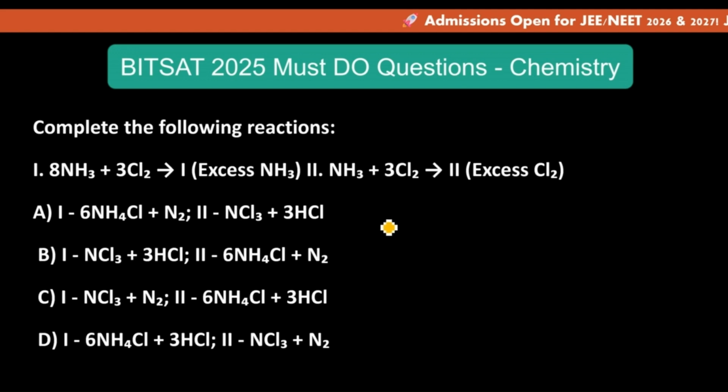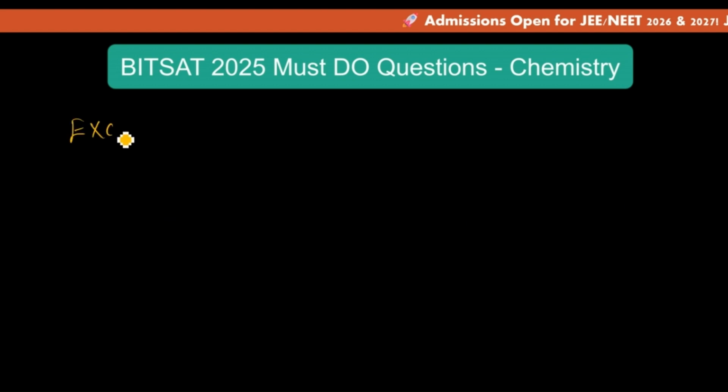Then the next question, complete the following reactions. 8NH3 plus Cl2, with excess of NH3, is giving 1, and the second reaction is NH3 with 3 Cl2, in excess of Cl2, that is forming the product 2. Okay, what is product 1, what is product 2, that is our question. So in the presence of more amount of NH3, it will act as a reducing agent. There are two scenarios, excess of NH3 and excess of Cl2.